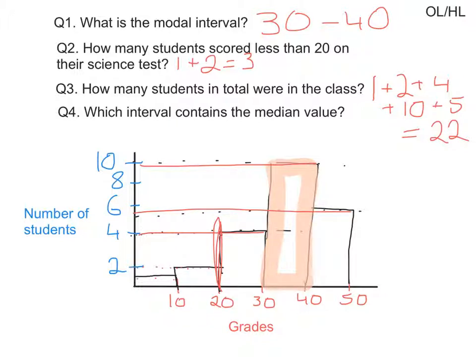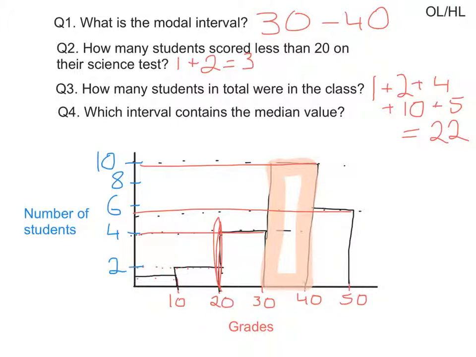The final question asks us which interval contains the median value. As there are 22 students in the class, the median value has to be the 11th or 12th student in the ordered dataset. Please see the video on median for further explanation of this. Starting from 0, there's 1 student between 0 and 10. Between 10 and 20, there's 2 students, that covers 3 students. Between the intervals 20 and 30, there's 4 students. So far we've covered 7 students.